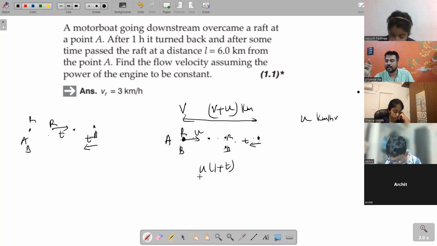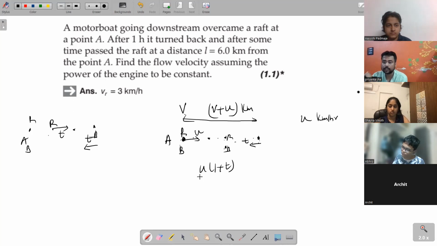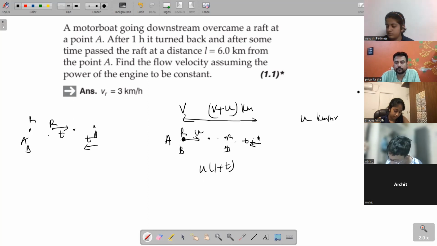After 1 hour, the boat will turn back. After turning back, the boat again will travel for some time. Then it will meet the raft. So after turning back, how much time does it take to reach the raft? That is T. So this distance is U into 1 plus T, and this distance is how much?